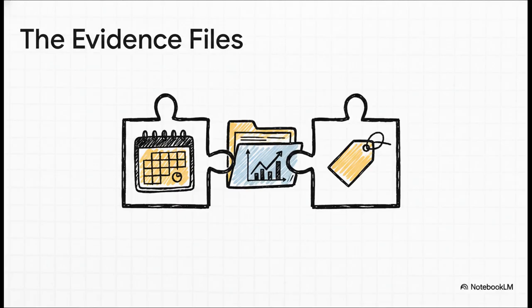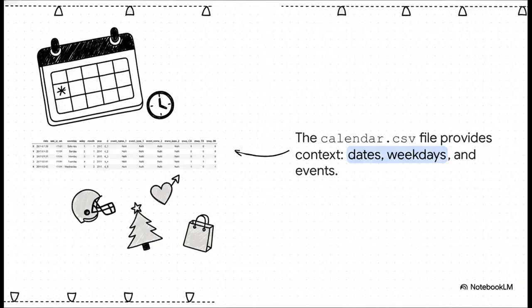We've got a calendar file, which gives us all the context around time. We have the sales training file, that's really the heart of our whole case. And we have a sell prices file. Each one holds a totally different piece of the puzzle. First up is calendar.csv. Now, this isn't just a list of dates. It's our investigation's timeline. It tells us the day of the week, the month, the year, but what's really crucial is that it flags special events.